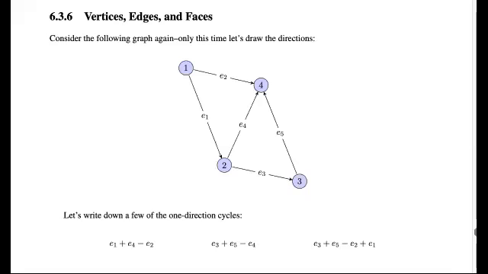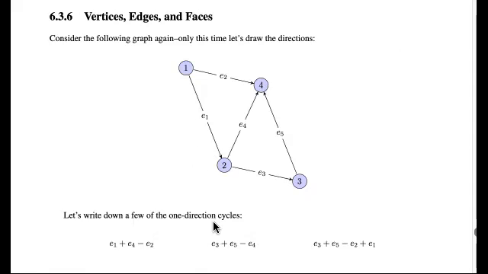In the book Discrete Perspectives in Mathematics, this is subsection 6.3.6, vertices, edges, and faces. So in this graph, we have vertices and we have edges. What are faces? We'll talk about what that means. Let's analyze this graph a little bit.